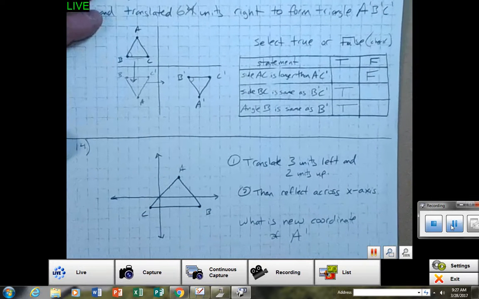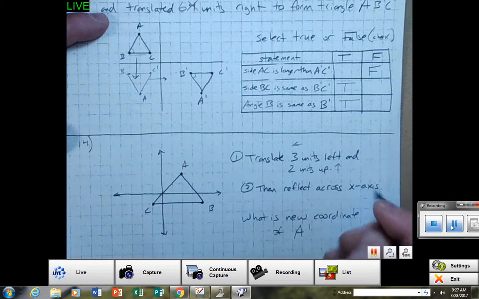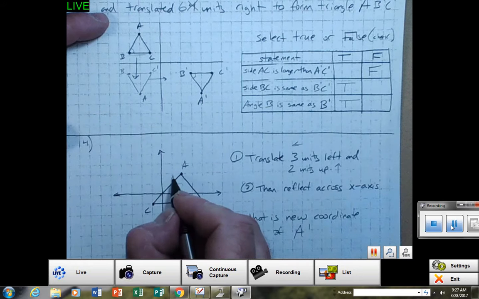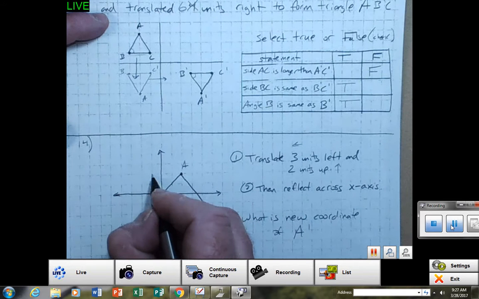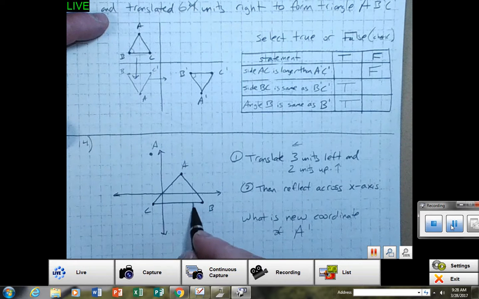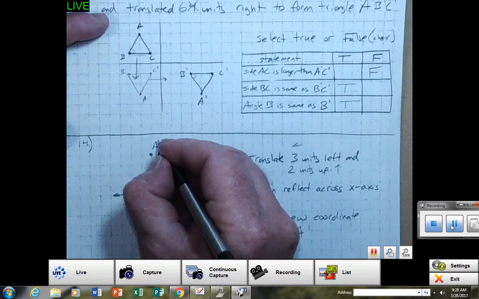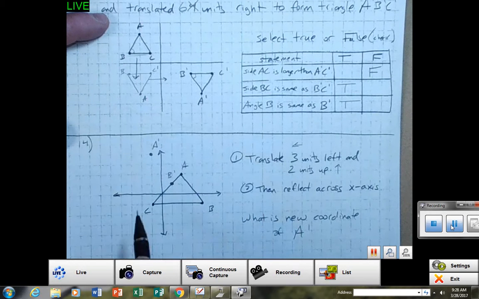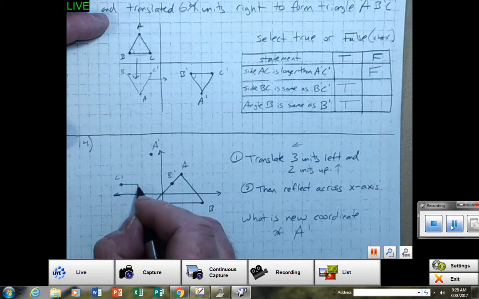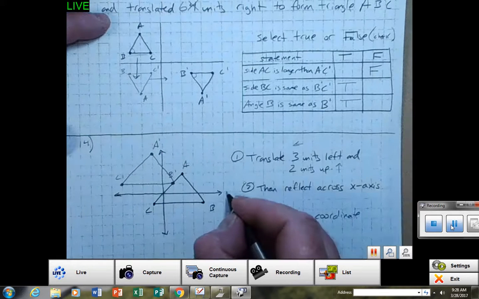This one, it's going to have you translate 3 units left and then 2 units up. So let's go ahead and move each point. 3 units left. 1, 2, 3. 1, 2. That is the new A. Move this. 1, 2, 3. 1, 2. That is the new B. I'm going to put those little marks to show those are the new locations after the transformation. 1, 2, 3. 1, 2. This is the new C. And then after that, I'm going to reflect across the x-axis here.